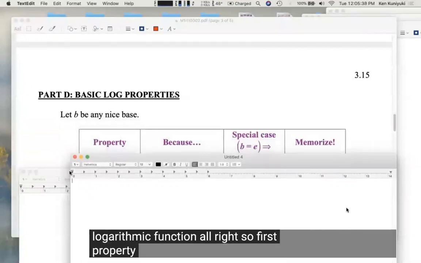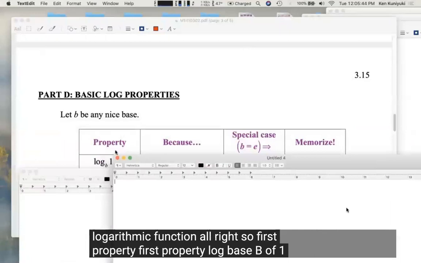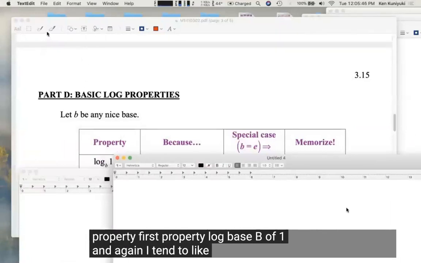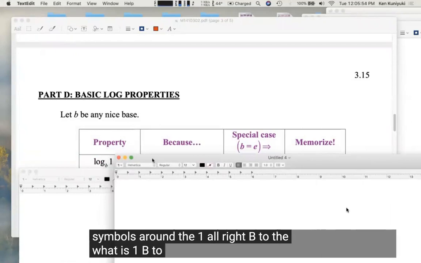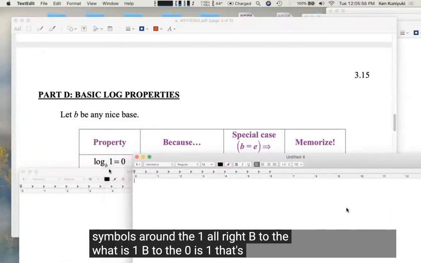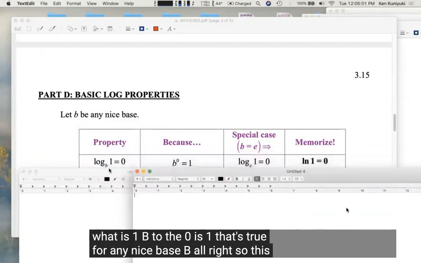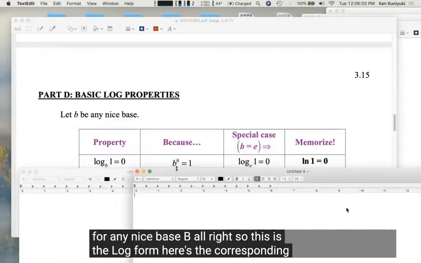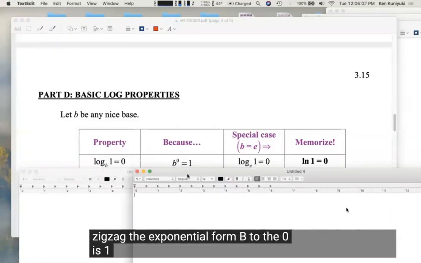So first property, log base b of 1. And again, I tend to like to put grouping symbols around the 1. All right, b to the what is 1? B to the 0 is 1. That's true for any nice base b. So this is the log form. Here's the corresponding zigzag, the exponential form. B to the 0 is 1.